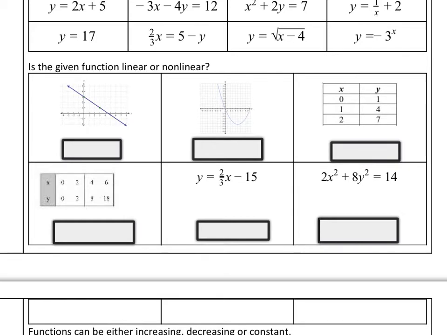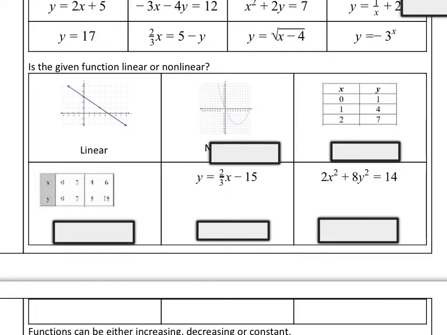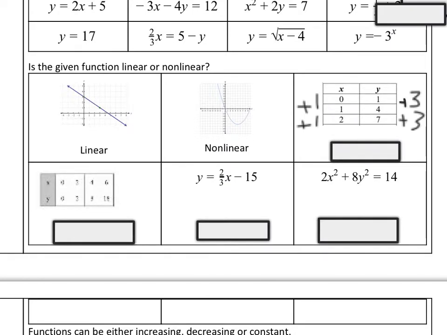Okay, let's see how you did. This first one, we see a line that's definitely linear. This next graph with this curve most certainly is not a line, so that would be nonlinear. Let's take a look at this table. We go from 0 to 1, and from 1 to 4 we see an adding of 3. So 1 to 4 is plus 3, 4 to 7 is plus 3, and on the left here we have that plus 1, plus 1.